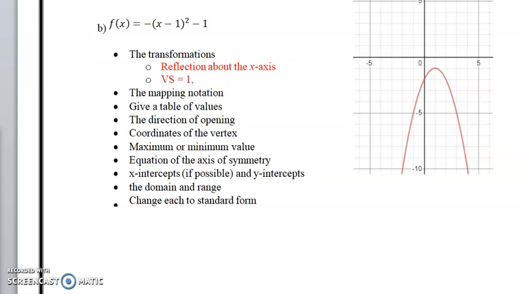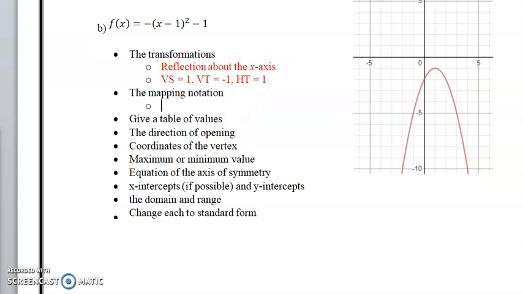We also have a vertical translation, and that's equal to -1. And we have a horizontal translation equal to 1. So lots of 1s, just a coincidence. Next, we'll do the mapping notation and the table of values. I'll do that together as one.